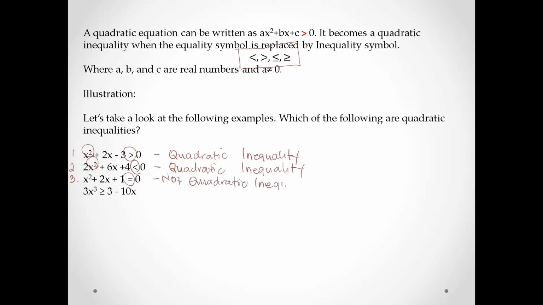Next natin, number 4 is 3x cubed is greater than or equal to 3 minus 10x. So this one, we have the inequality symbol, but the highest degree that we have is 3. So therefore, it is not quadratic inequality. So to further understand this one, or to easily identify the quadratic inequality, let's have another examples. We're going to tell whether the equation is quadratic inequality or not.